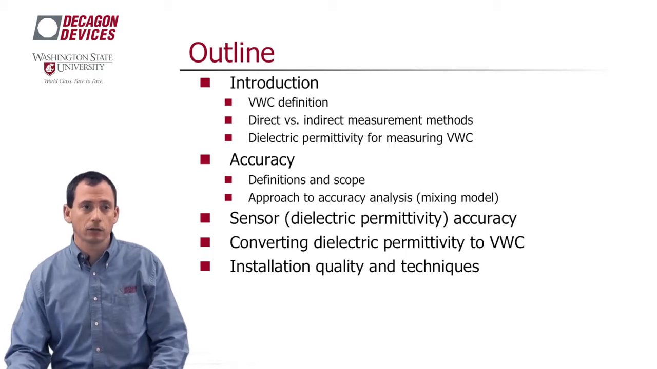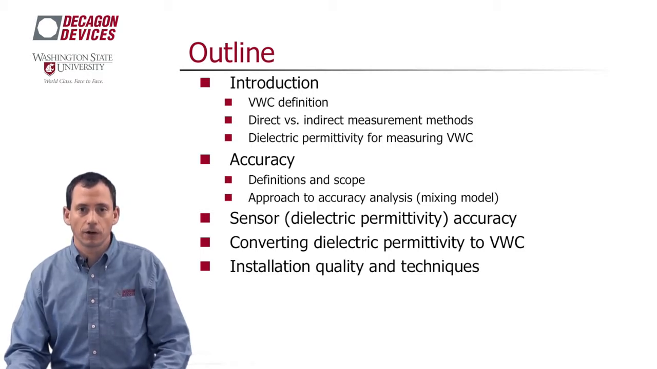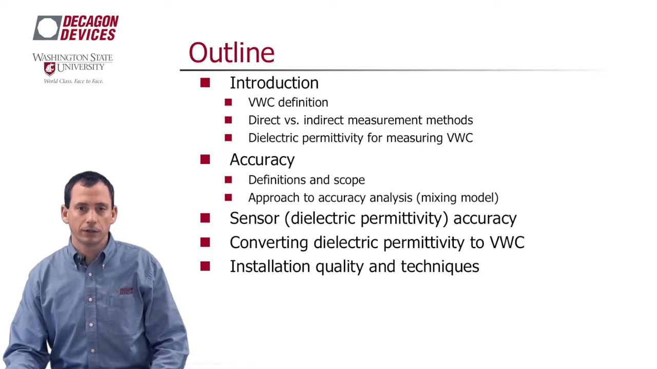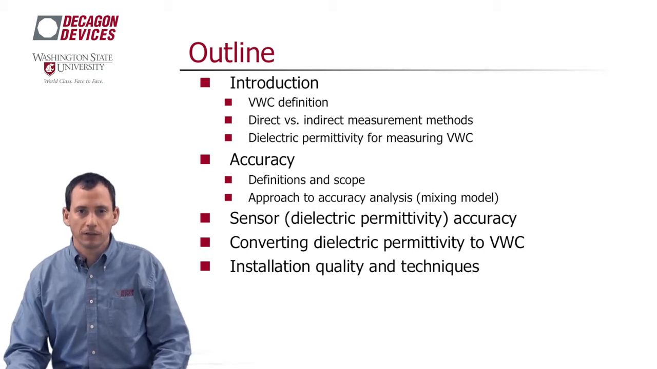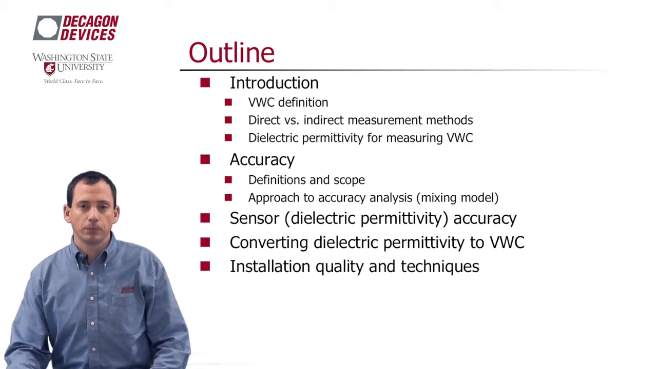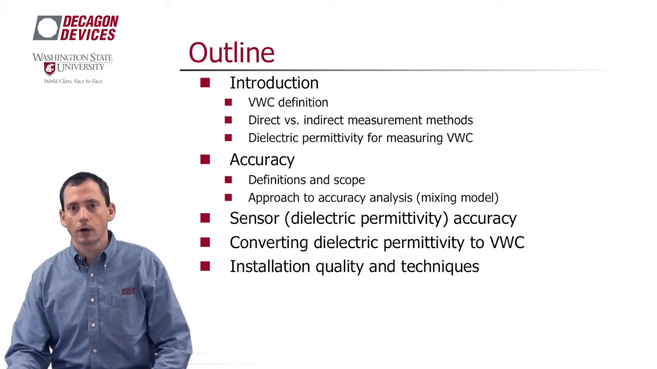Then I want to change gears a little bit and start talking about accuracy. First of all, defining accuracy, and then also showing you the approach that I want to use to do an accuracy analysis of the volumetric water content measurement with the dielectric permittivity probes. Then I want to talk about three different main factors that affect that accuracy, which are sensor accuracy, then also the relationship between dielectric permittivity and volumetric water content and how we can improve that relationship, and then talk about proper sensor installation and how that can help the accuracy of your volumetric water content measurement.